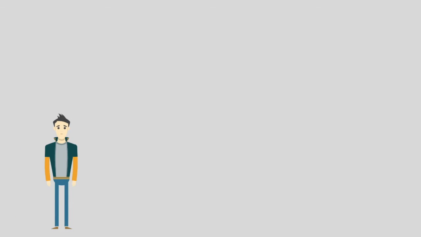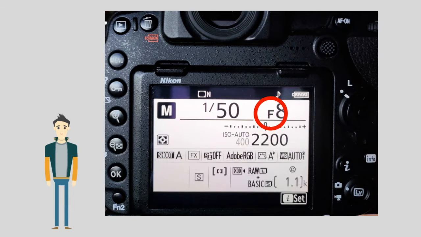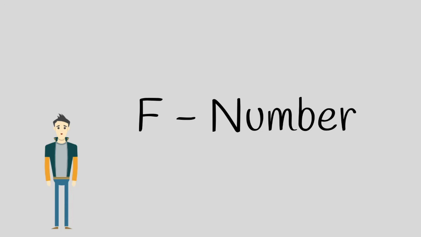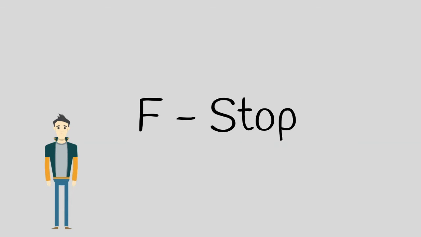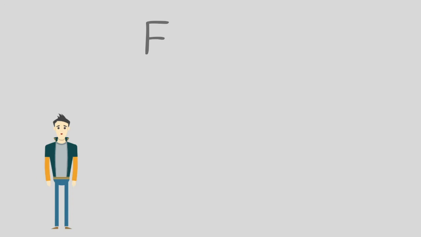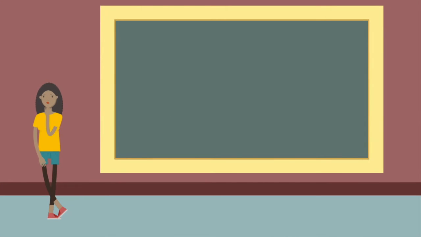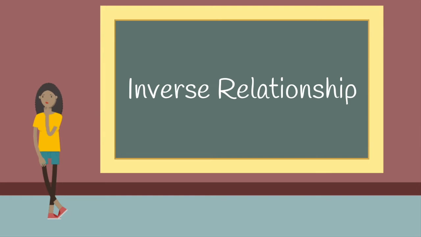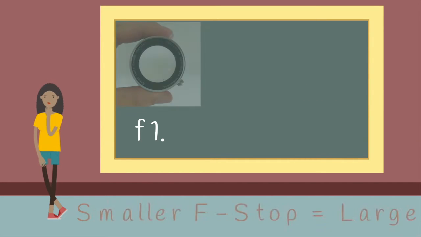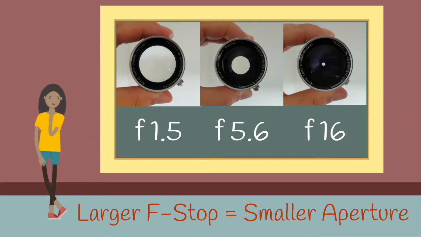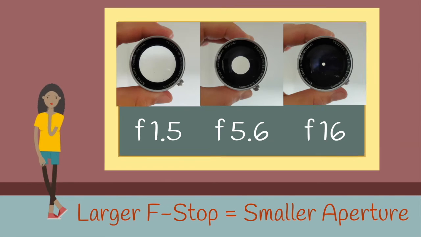You may have noticed that the aperture setting is shown as a number with the letter F in front of it. This is the F number of the lens, which is more commonly known to photographers as the f-stop. The f-stop is simply a way to express how big or small the aperture of the lens is. The f-stop number and the size of the aperture have what we call an inverse relationship. This means that a smaller f-stop number like f1.5 would indicate a larger aperture size, while a larger f-stop number like f16 indicates a smaller aperture.